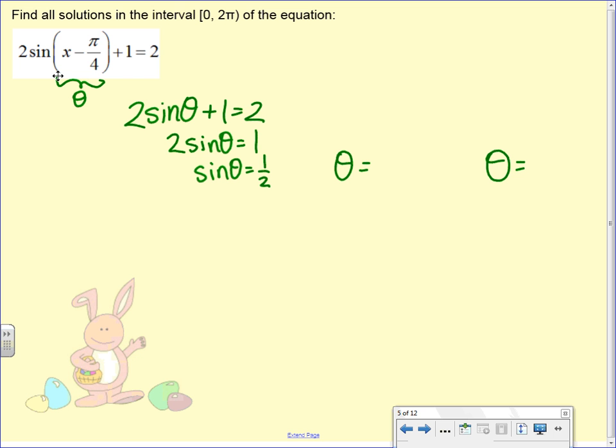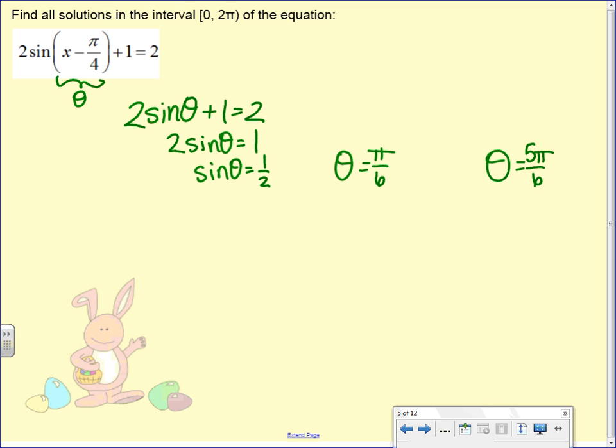Theta equals what two angles? Are we in radians or degrees here? Well, it says up there 0 to 2 pi, so it's got to be radians. Okay, so in radians, where do you have a sine of a half? Pi over 6, and 5 pi over 6. Okay, we're not done though.